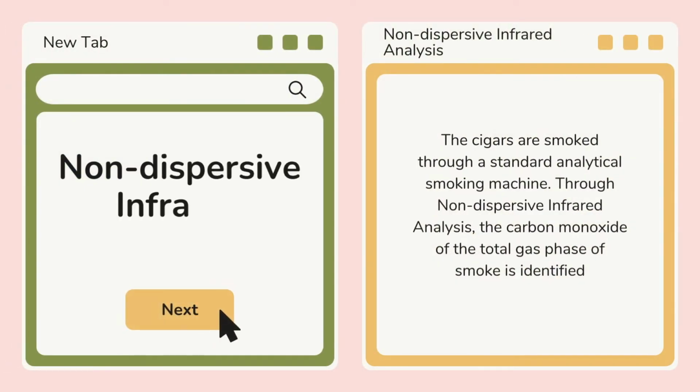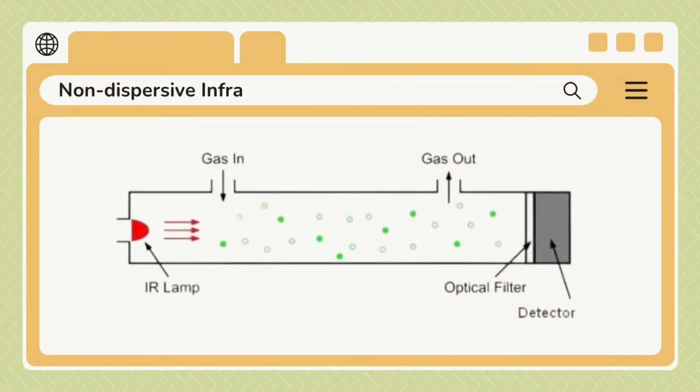In the determination of carbon monoxide, the cigars are smoked through a standard analytical smoking machine. Through non-dispersive infrared analysis, the carbon monoxide of the total gas phase of smoke is identified. In non-dispersive infrared analysis, the carbon monoxide gas molecules absorb a specific band of IR light as the light passes through the length of the tube, while letting other wavelengths of light pass through.